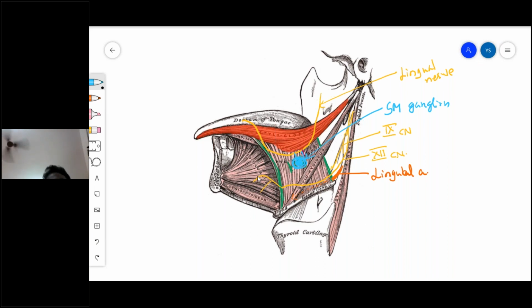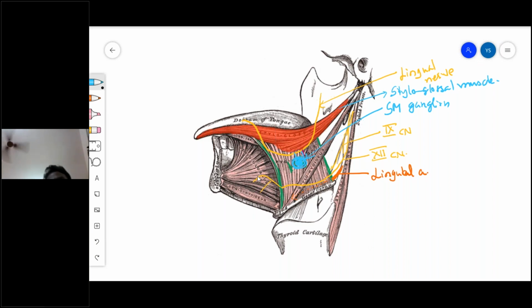And posteriorly, other muscles are also there: stylopharyngeus and styloglossus. Here we can see the styloglossus muscle. Other muscles are also there, but I don't want to draw all the muscles here because it will become clumsy. These are the main relations, so I will stop at this level. Like this, we can identify some parts in this picture.